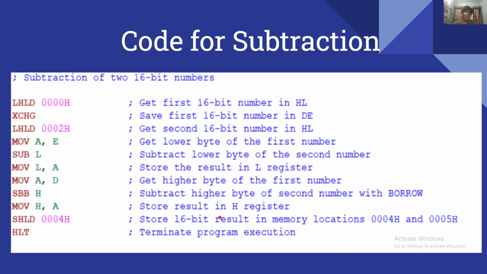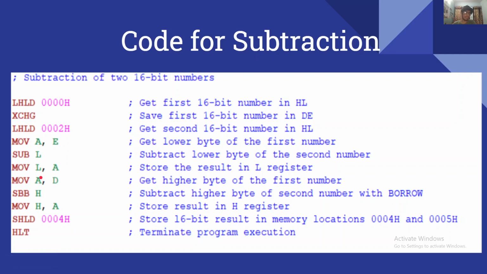So the code looks like this. Same, loading the HL pair with the memory location 0000 and 0001, exchanging, copying the content of the HL pair to the DE pair, again loading the second number in the HL pair, again the lower byte of the first number will be stored to A and then subtracting from L, and then again storing the result in L.